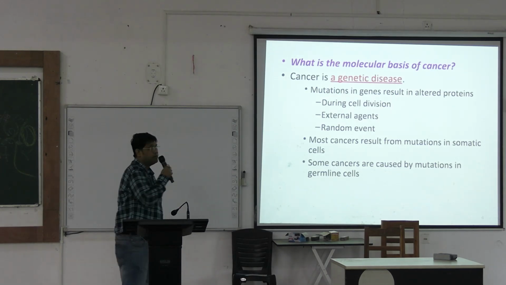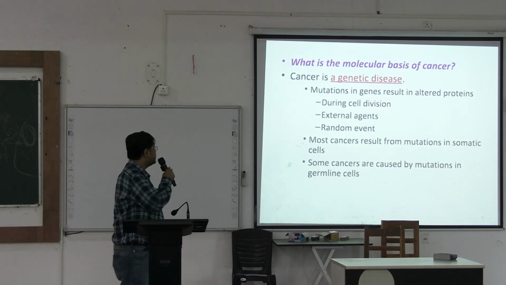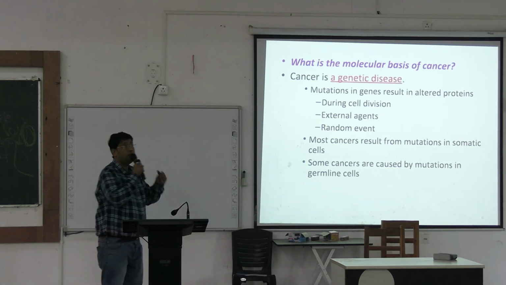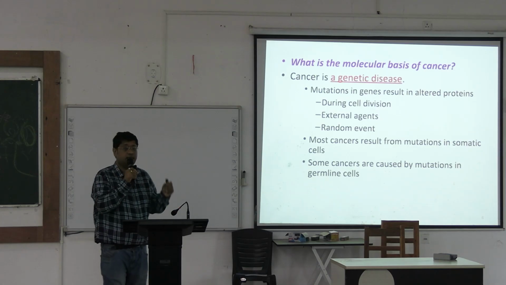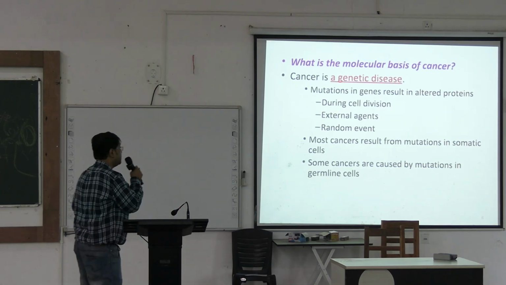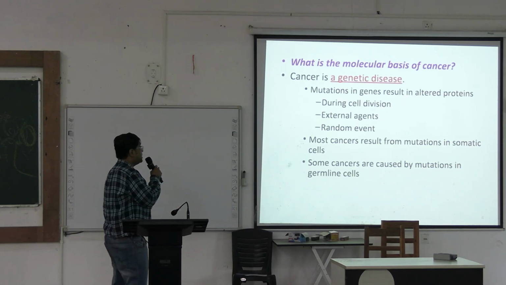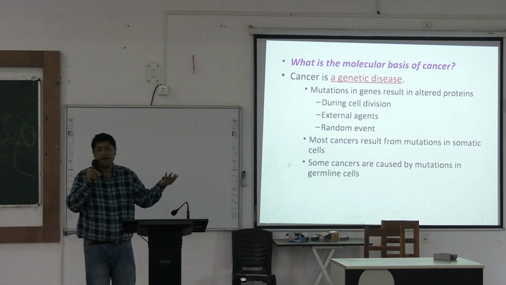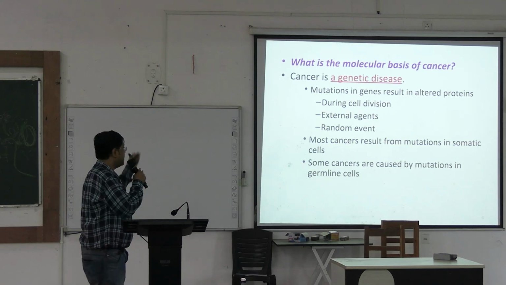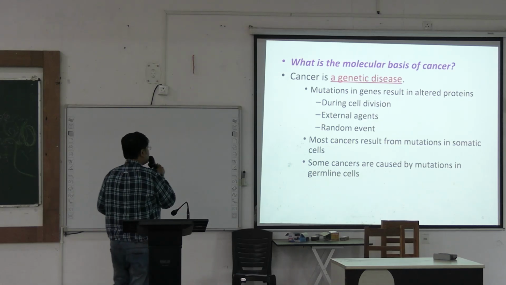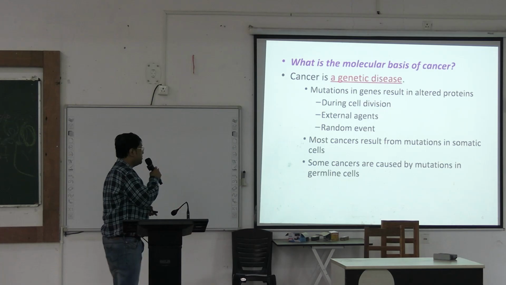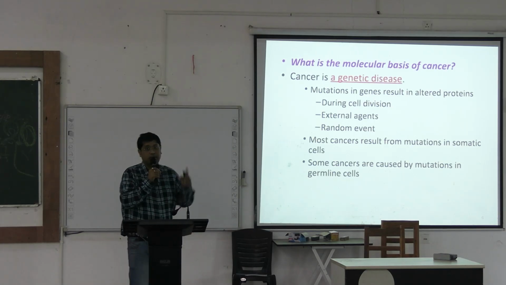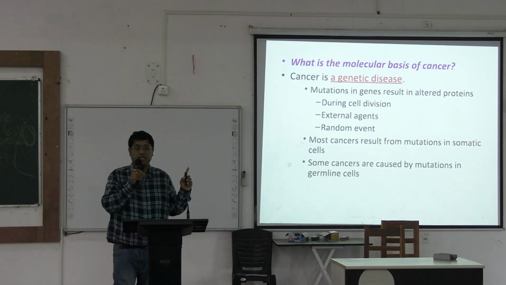So what is the molecular basis of cancer? It is a genetic disease: mutations in the genes which result in alteration of proteins during cell division, during the effect of external agents, or sometimes pure bad luck, that means a random event. Most cancers result from mutations in somatic cells. Some cancers are caused by mutations in germline cells. Somatic cells are most commonly mutated in cancer.